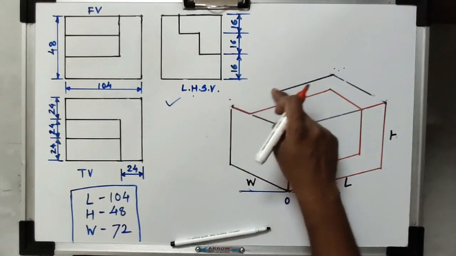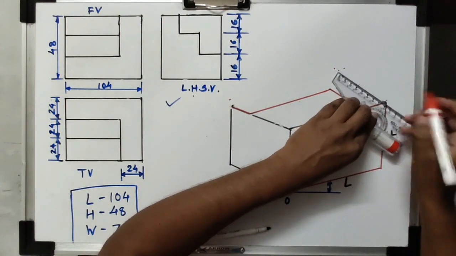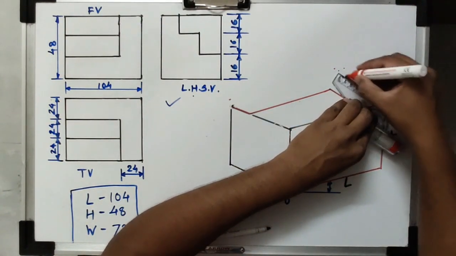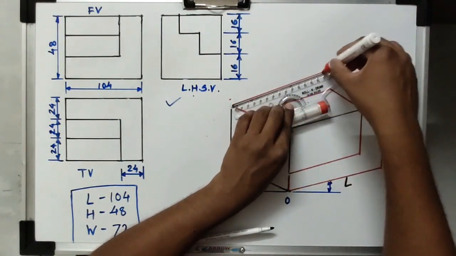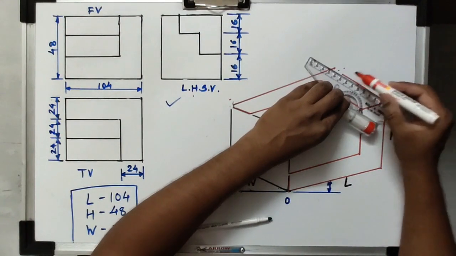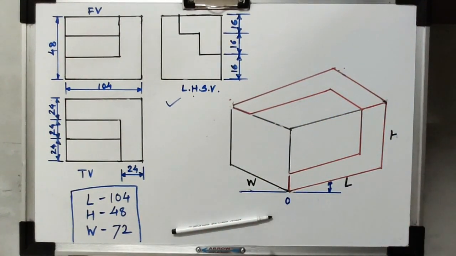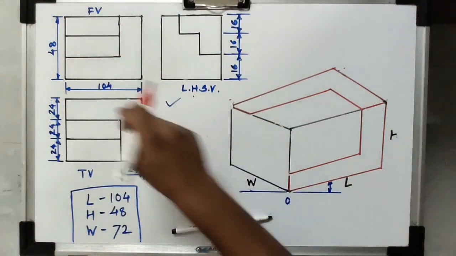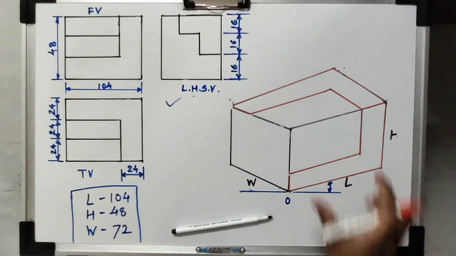I will mention the actual outlines of the object with the help of a red color line. The black color line was nothing but the projection lines. You can assume that the box was created for reference, but the actual object I am going to create with the help of a red color line. Now this much portion has been created in the isometric view.